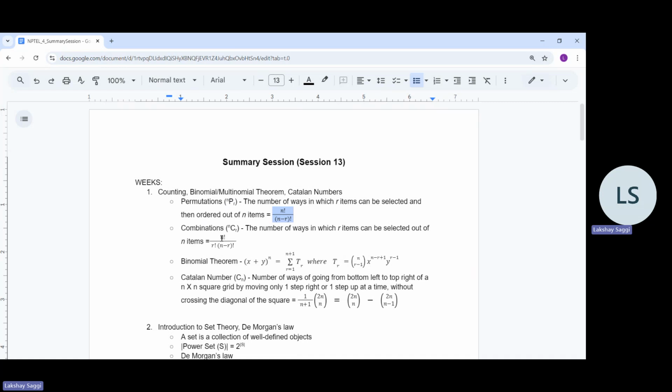And that's what we do. We take this n factorial by (n minus r) factorial, the number of permutations, and divide it by r factorial. And this is what gives us the combinations, or the number of ways to select them.